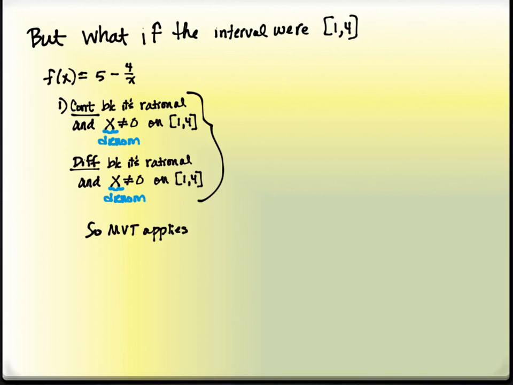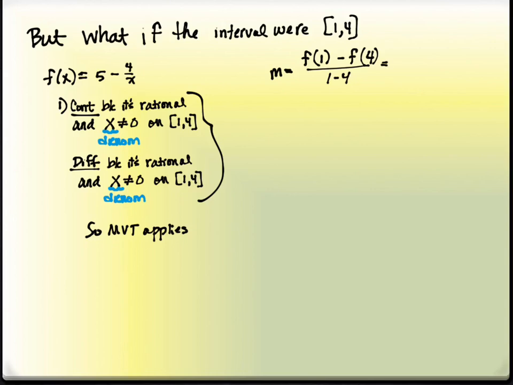Okay, so what's the extra step we get to do because we're doing mean value theorem as opposed to Rolle's theorem? We need to calculate the slope. So we need to find the f value at, and I'm just going to go in order, 1 and then 4. If you want to do them as 4 and then 1, that's not going to be a problem. You can do that.